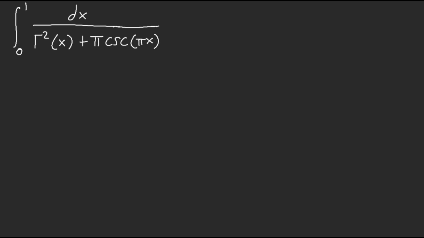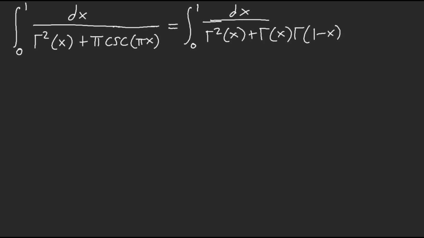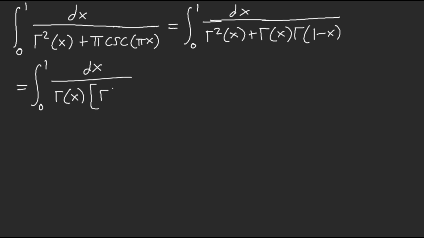So there's something suspicious here, right? We have exactly pi cosecant of pi x, exactly pi cosecant of pi x here. So it's very suspicious. So what do we do? We convert it in terms of gamma functions. So we have dx gamma squared plus gamma and then gamma of 1 minus x. Okay? And now let's go ahead and factor out gamma. And then we have gamma of x plus gamma of 1 minus x here.